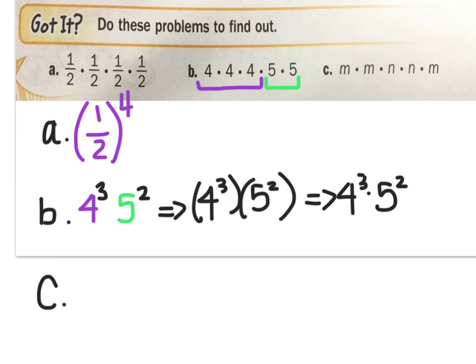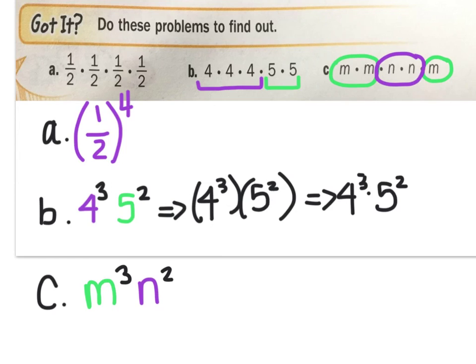We have our variable m, and we have our variable n. m is being multiplied by itself 3 times, and our variable n is being multiplied by itself twice. Okay?